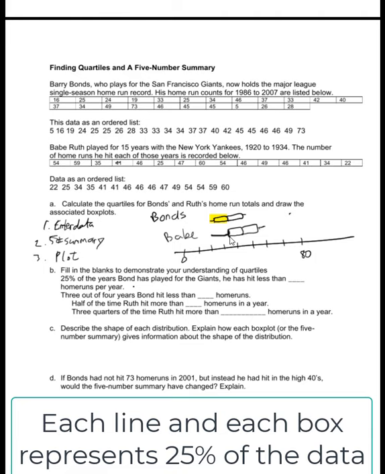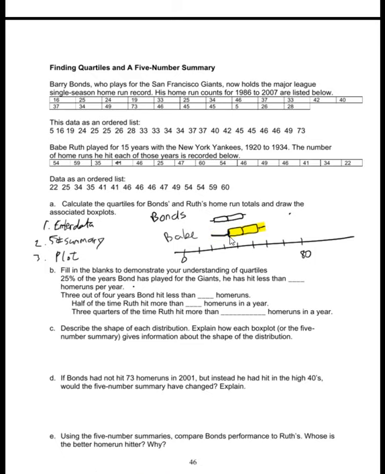Whereas the Babe, what percent of the time does he get below 35 home runs? What percent is in this tail? 25%. So only 25% of the time does Babe hit less than 35 home runs. Every other season in his life, he's hit more. 75% of his seasons he hit more than 35 or so home runs.